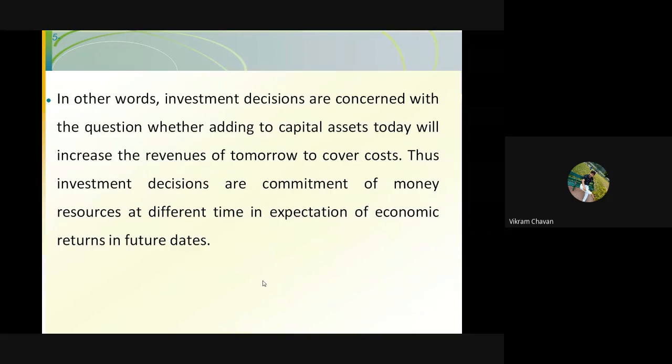So this capital budgeting or capital investment will answer questions related to the profit, related to the recovery of money, and whether one has to make the investment or not. Such questions will be answered in the investment decision or in capital investment.